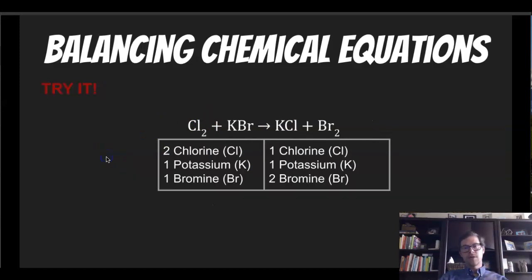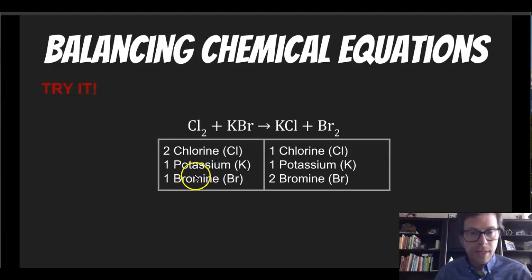Okay, here's one for you to try. You've got Cl2, that's chlorine gas, plus KBr, potassium bromide, and that's in a single replacement reaction turning into potassium chloride and Br2, that's bromine. So I've written down the numbers for you here. Try this one on your own in your notebook. Pause the video and then come back.